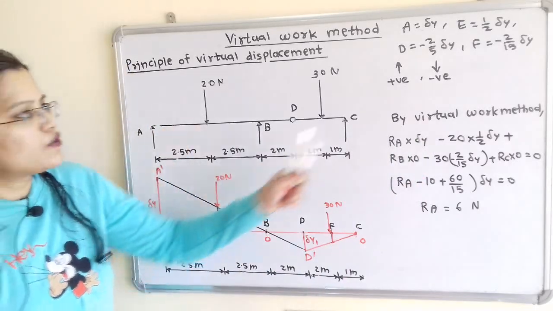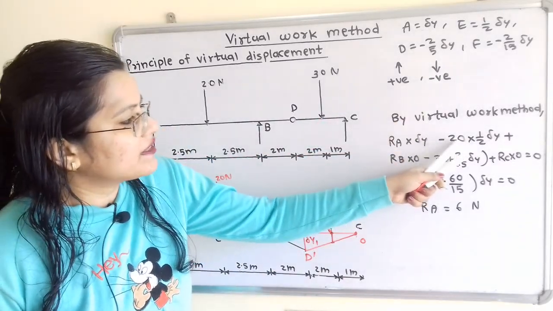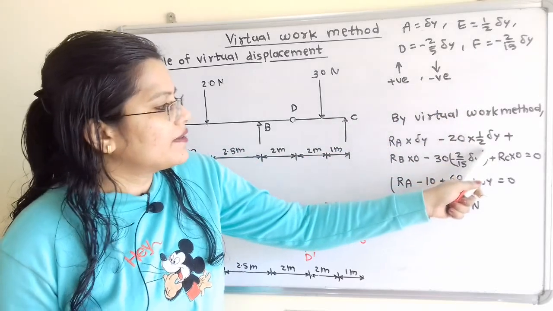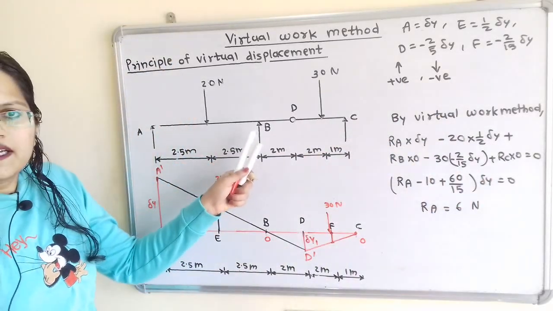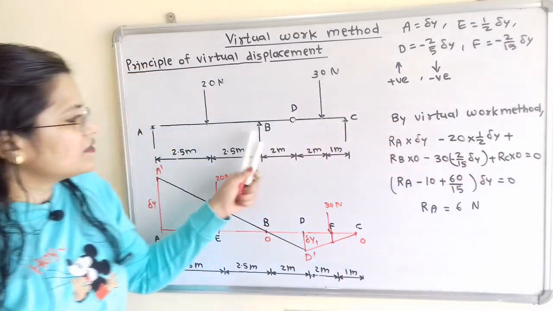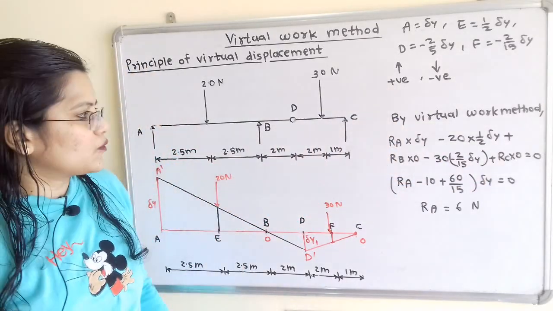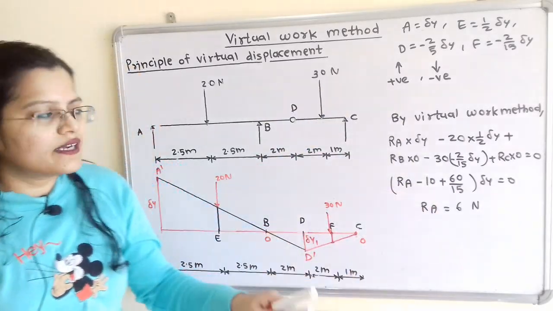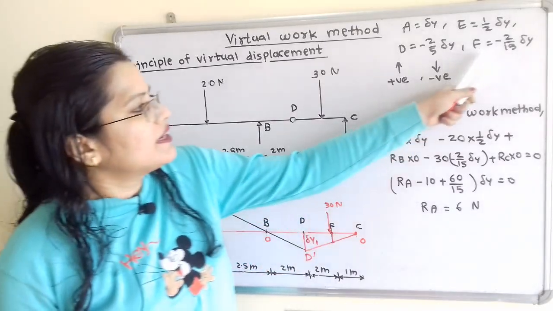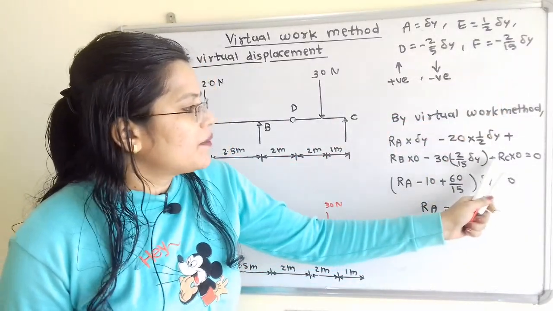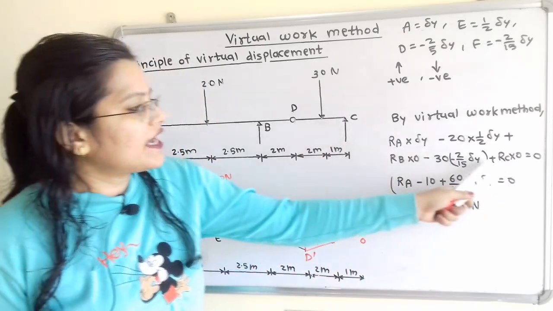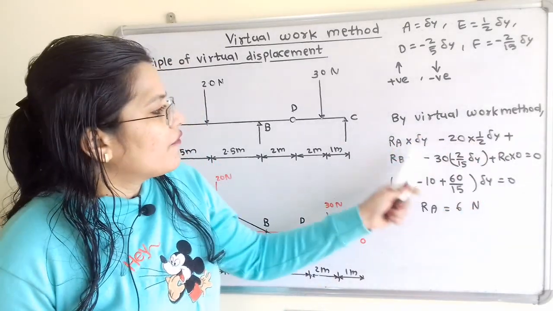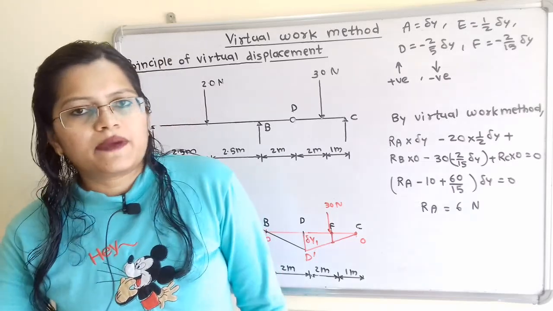Now next is 20. So for downward direction we will give negative sign. So minus 20 into displacement at this point E, that is equal to half delta y, plus, now at B it is in upward direction, so here is the plus sign, so RB multiplied by displacement 0. Now next is 30 Newton. So it is in downward direction, so minus 30 multiplied by, it's a displacement at point F, that is minus 2 by 15 delta y, plus, now this RC, it is in upward direction, so give plus sign, RC into 0 is equal to 0. So this is the virtual work method, force multiplied by displacement.